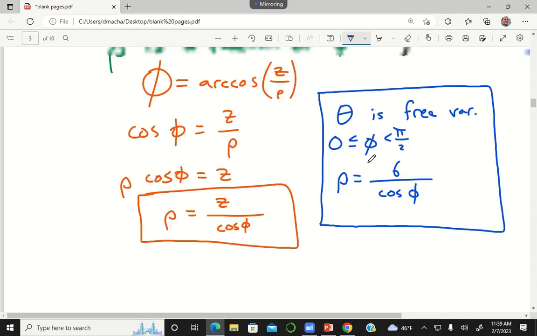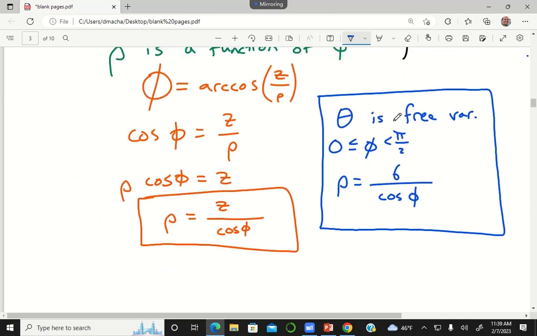And so as an answer to this problem, you don't even have to mention theta is what I'm trying to say. If you just wrote these two, that would be fine as well. You don't have to actually say that theta is a free variable, because just the fact of not mentioning it implies that it's a free variable. Okay.